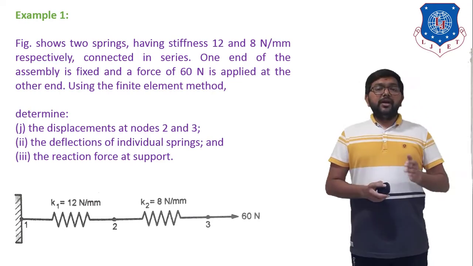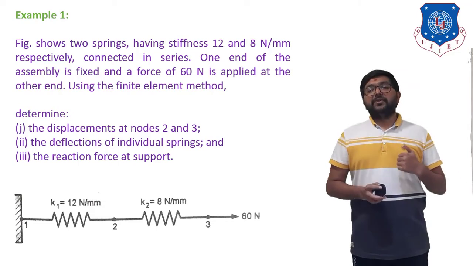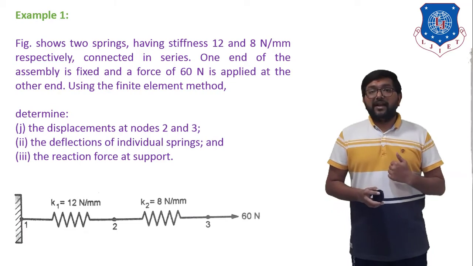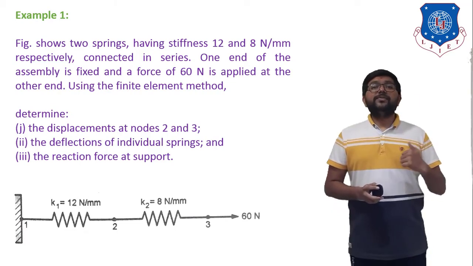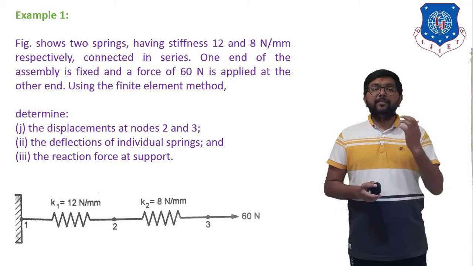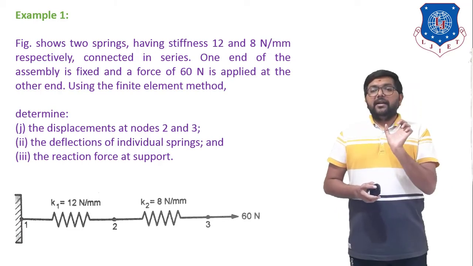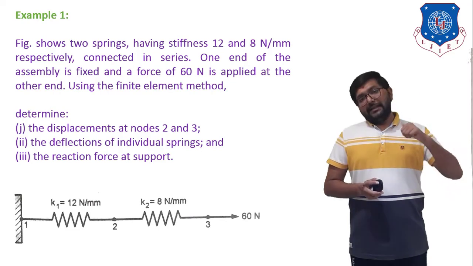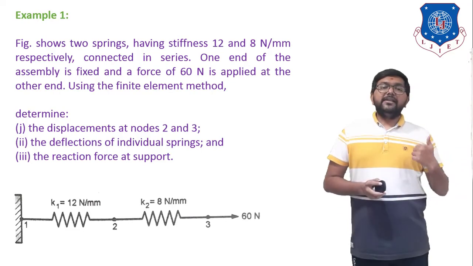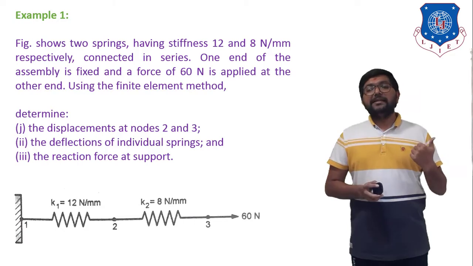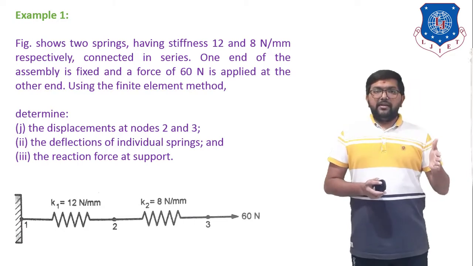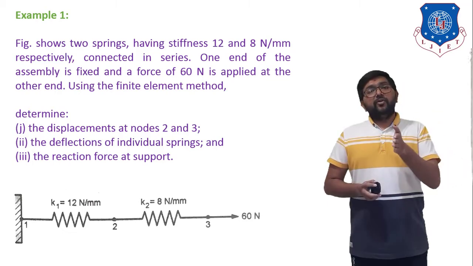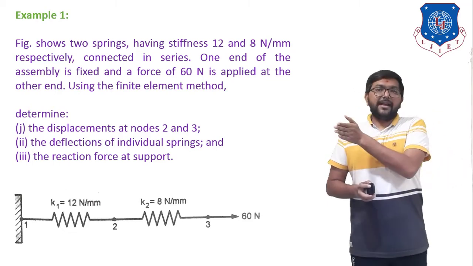The figure shows two springs having stiffness 12 and 8 Newton per mm. Now you all know the meaning of stiffness: force per unit deflection. It depends on the material of the spring. The springs are connected in series. One end of the assembly is fixed and a force of 60 Newton is applied. Clear? The first end of the spring is fixed as you see in this figure, and the 60 Newton force is applied at the second end of the spring.